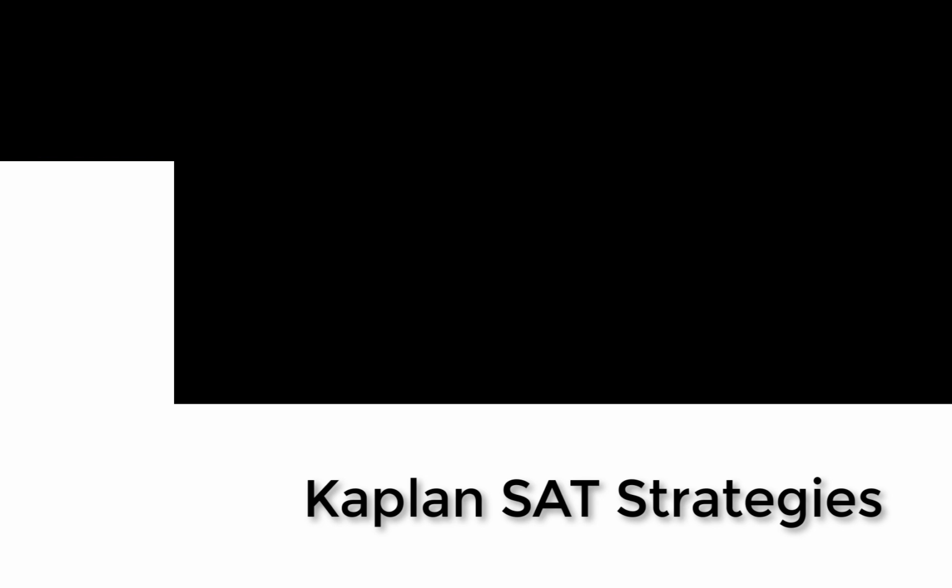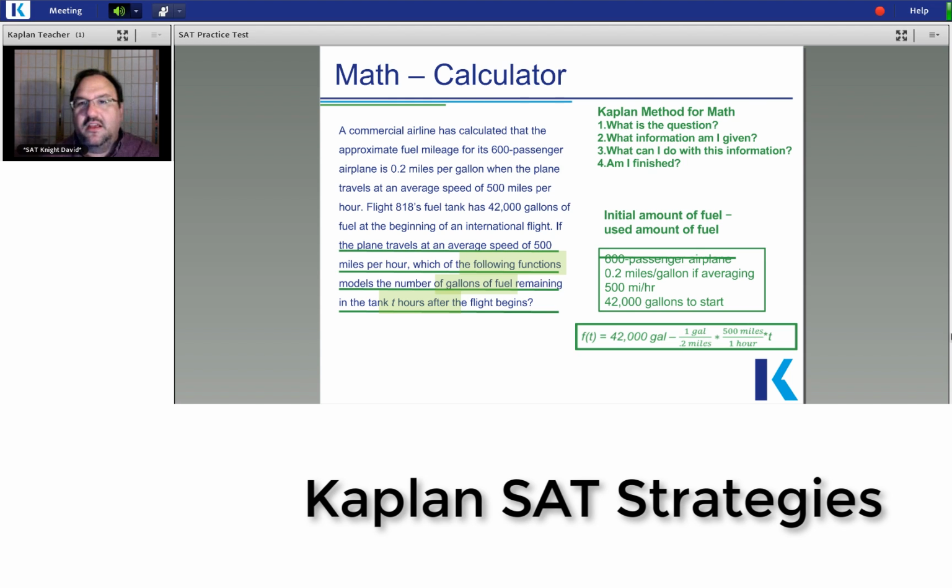So we have to make sure that if it ends up giving us people, that's not going to be correct. It needs to give us gallons. So we're going to start off with the initial amount of fuel. That's right here, 42,000 gallons. They showed us that. We plug that into our equation and set that up, 42,000 gallons.